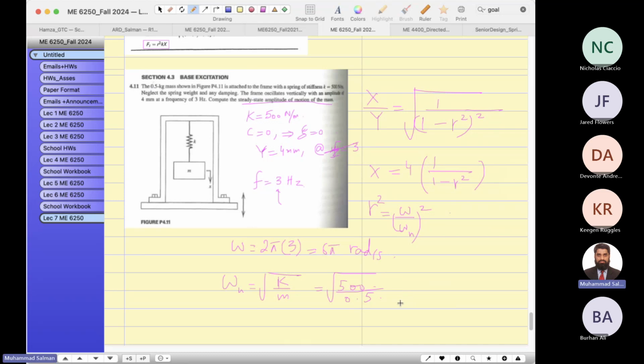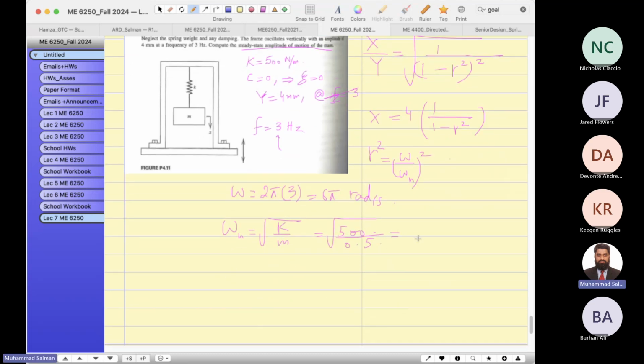Can you find out what omega n is? Can you find out omega? Open your calculators and help your professor. 10 square root 10. So what is r square, guys? If you do the math, you should get, let's plug it in over here. So r square can be found. I need a two decimal places answer. Let's find out what r square is. Yes, r square.